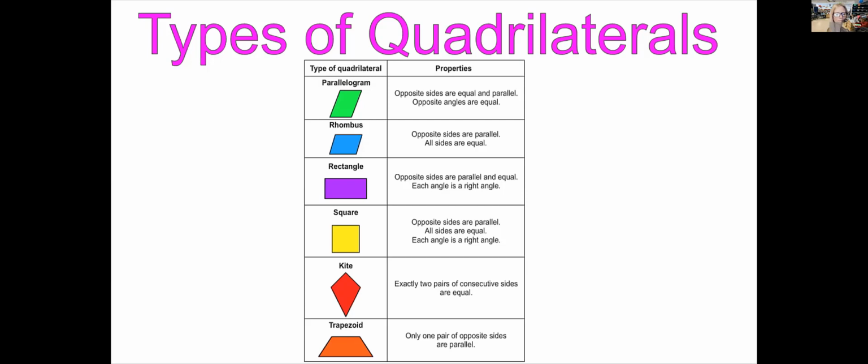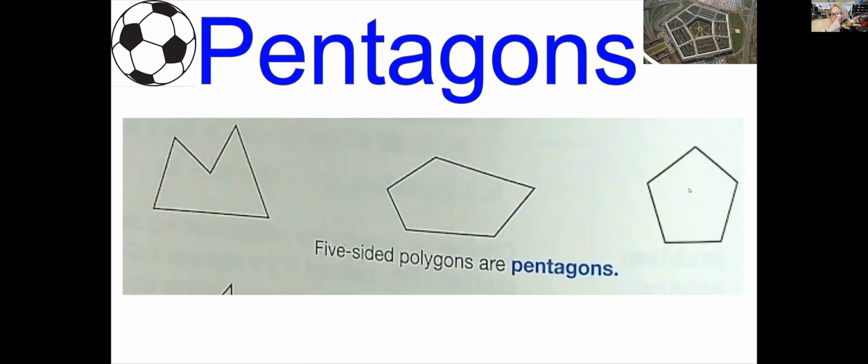And the last one is a trapezoid, and that only has one set of parallel lines. So there are different types of quadrilaterals. And a quadrilateral is a type of polygon because it has 4 sides. Then we have a pentagon.